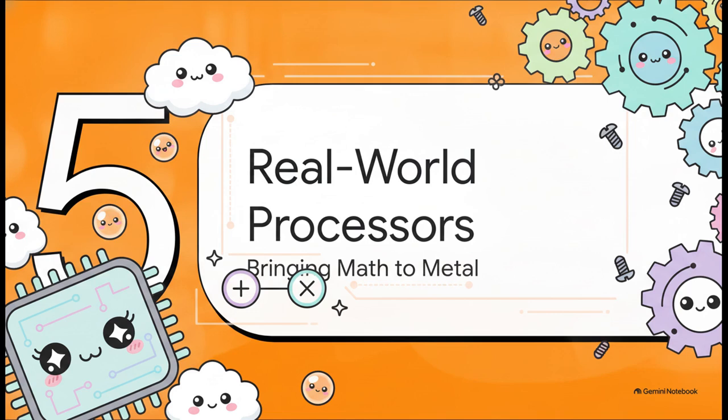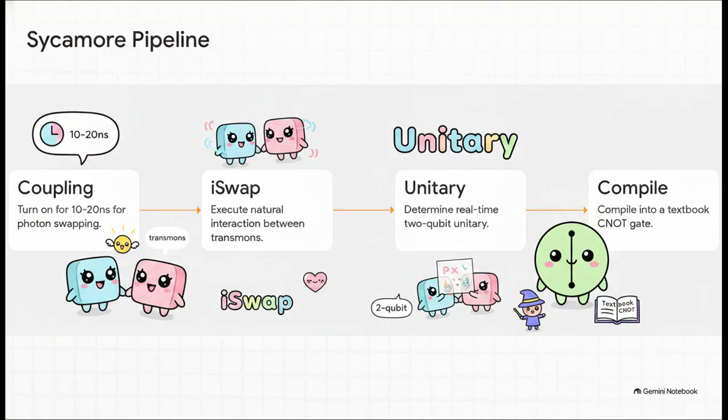So, how does this actually work in practice? Section 5, Real-World Quantum Processors, Bringing Math to the Metal. Let's look at how this is executed on a real-world system, like Google's Sycamore processor. When they want to run a gate, they don't just push a magical CNOT button. First, they turn on the coupling between 2 physical qubits for just 10 to 20 nanoseconds. Just a blip. That allows a single photon to leisurely swap back and forth, creating a physical interaction they call an iSWAP. The engineers then measure exactly what mathematical unitary this physical swapping represents, and they strategically compile those natural physical reactions backwards to force the hardware to behave exactly like our perfect textbook CNOT gate.